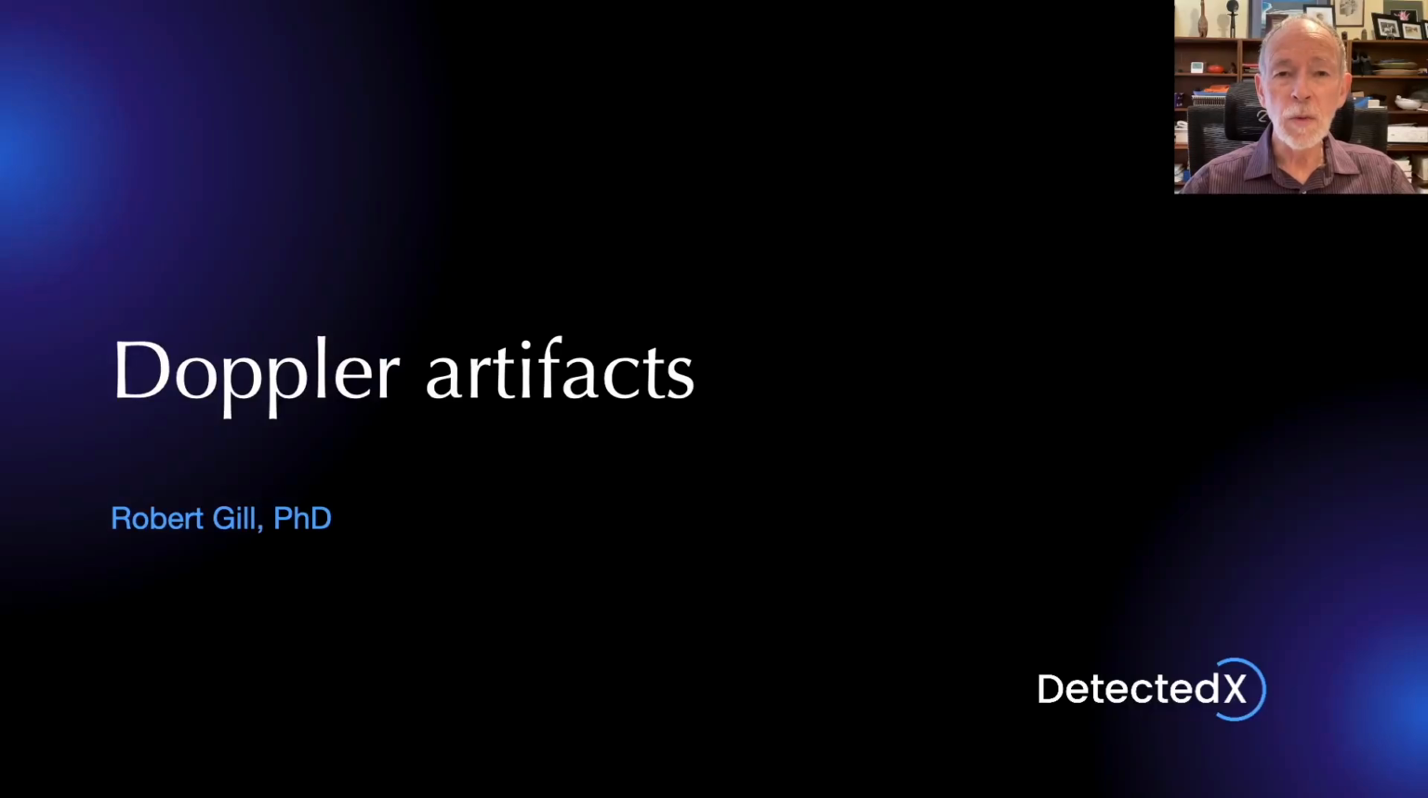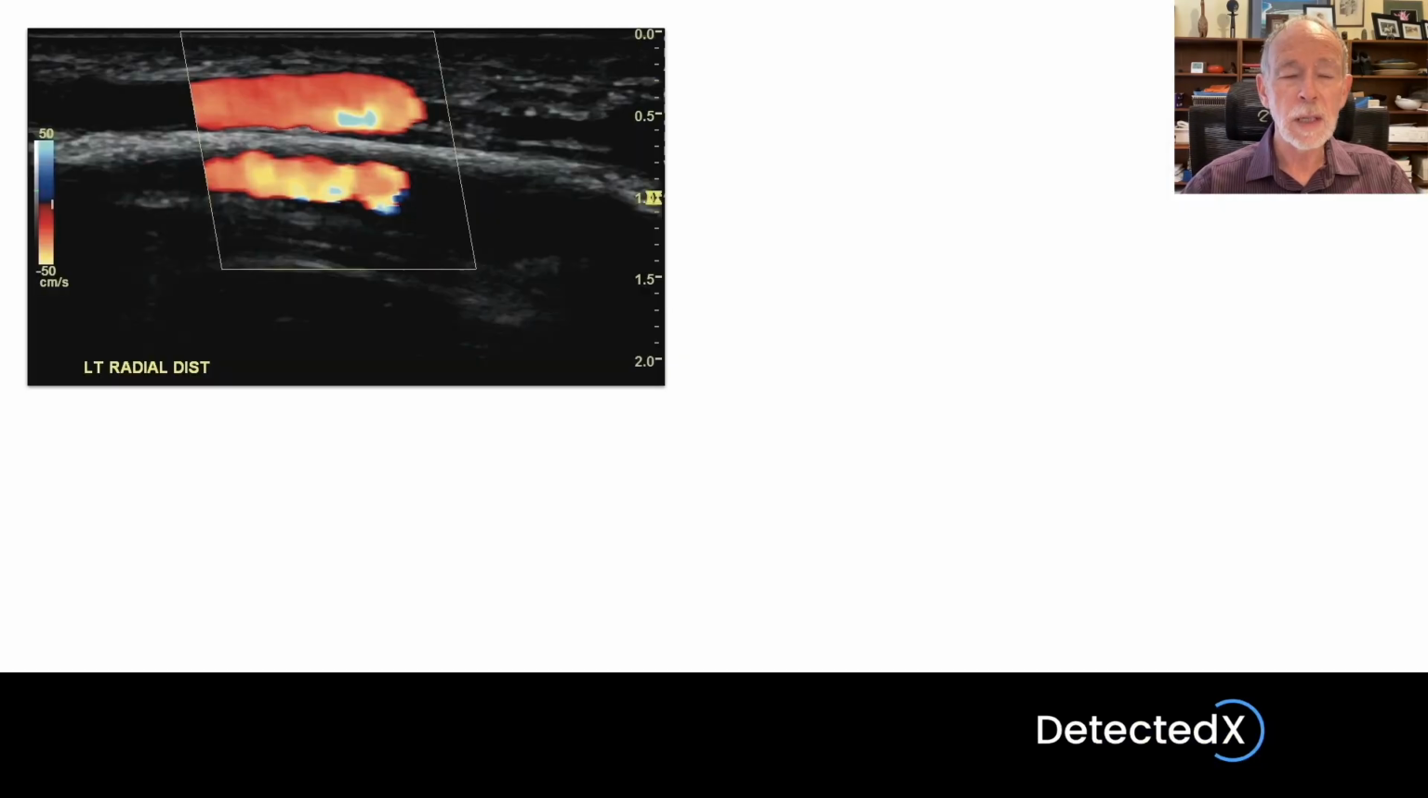Hello. We've looked already at image artifacts. Now let's take a look at artifacts that affect Doppler information. Not surprisingly, some of the grayscale artifacts also affect Doppler signals.